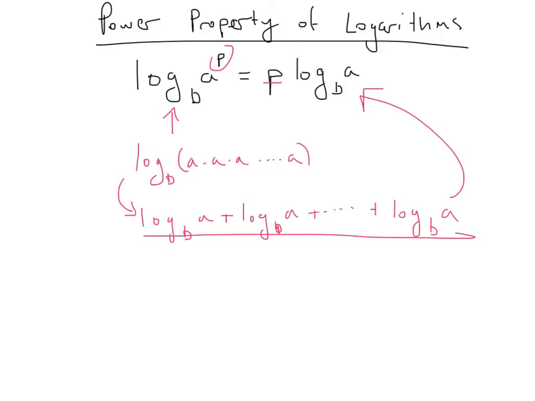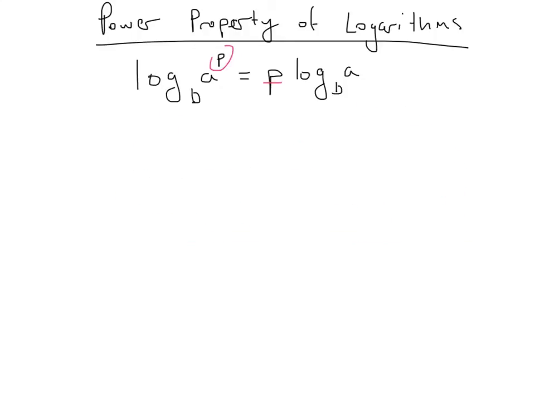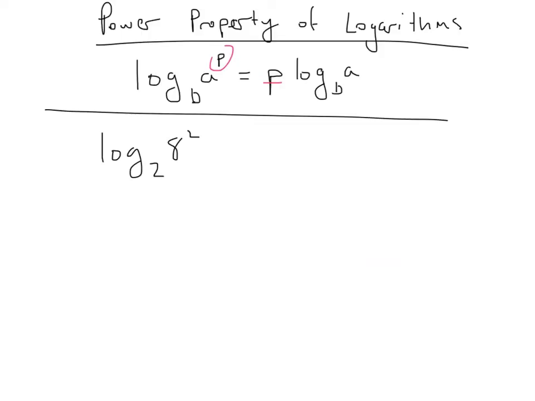So if you're curious, that's why that is true, and if not, I'm not going to test you on that explanation, but there it is. So now we'll try it with a couple examples. So we have log base 2 of 8 squared, and by this power property of logarithms, this is 2 times log base 2 of 8, which is 2 times 3, because 2 to the third power is 8, so that's just 6. That is one way that we might apply the power property of logarithms.